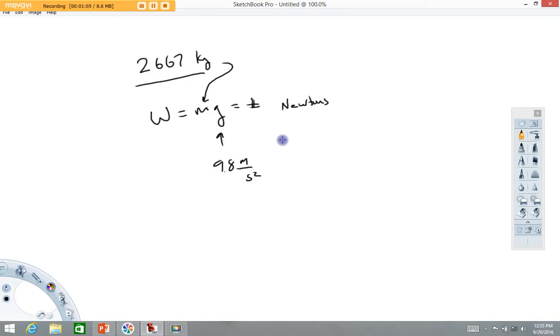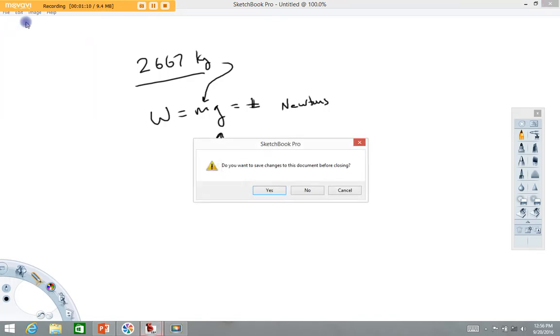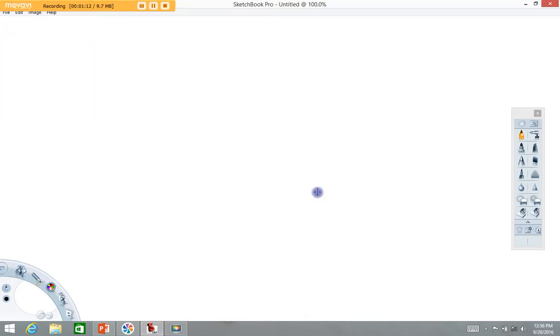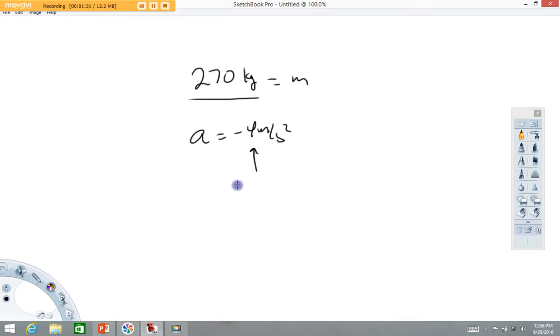All right, number 2. Number 2 says a motorcycle and rider have a total mass equal to 270 kilograms. Now mine says 270 kilograms, and again, depending on what class you're in, you may have a different number than that. The rider applies the brakes and accelerates at -4 meters per second squared. And again, depending on the class you're in, you may have a different number there, but you will have a number. So when it says what is the net force on the motorcycle, this is a Newton's second law question.